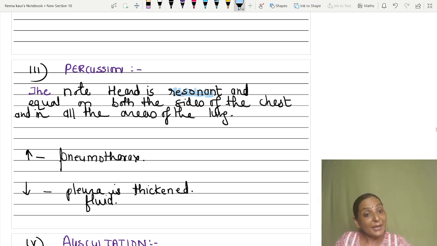It can be hyperresonant, that means when more air is present in conditions like pneumothorax, and it is reduced when either the pleura is thickened or when there is pleural effusion, that means presence of fluid in the lungs.